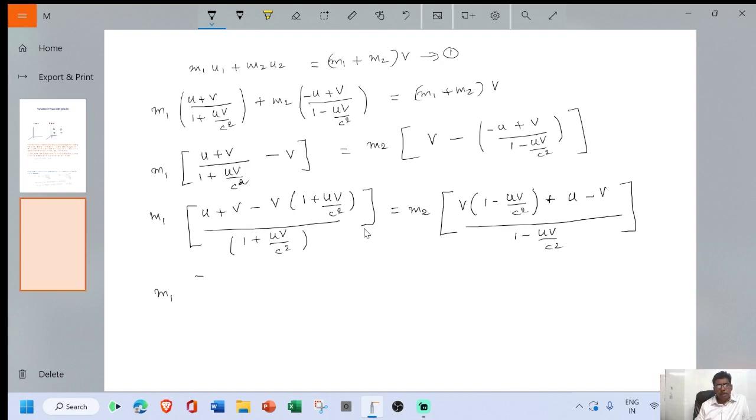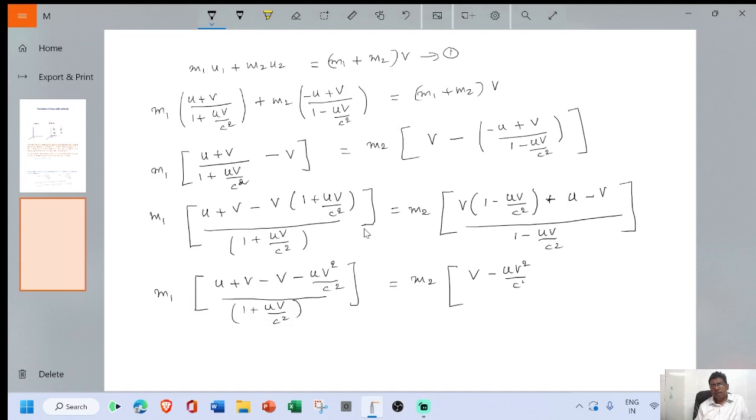m1 into u plus v minus v into 1 minus v minus uv square by c square whole divided by 1 plus uv by c square. This is equal to m2 into v minus uv square by c square plus u minus v whole divided by 1 minus uv by c square.